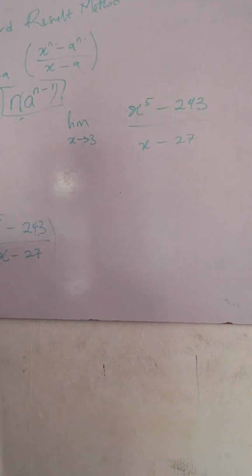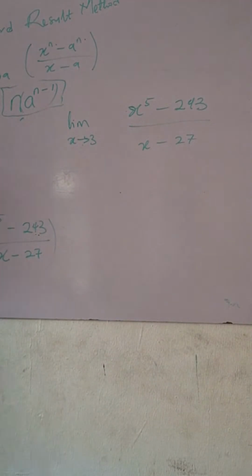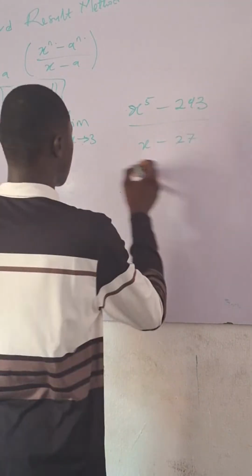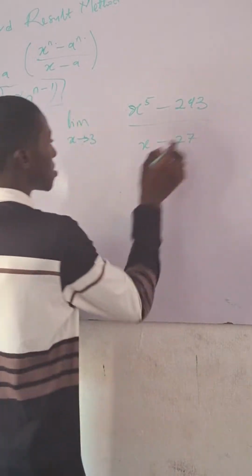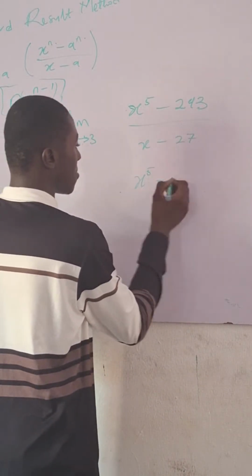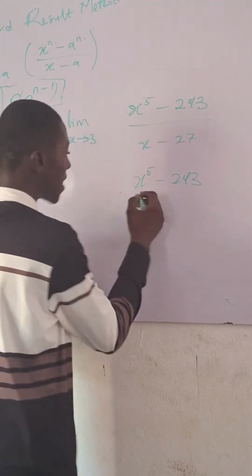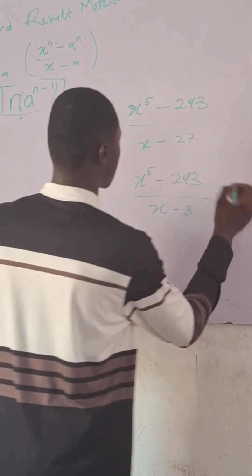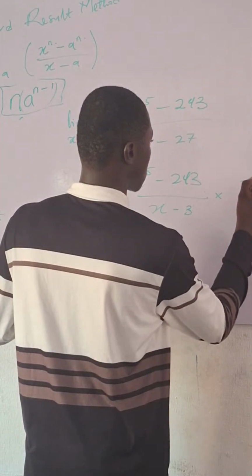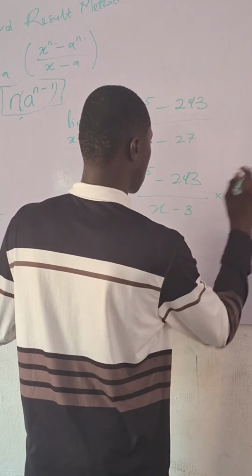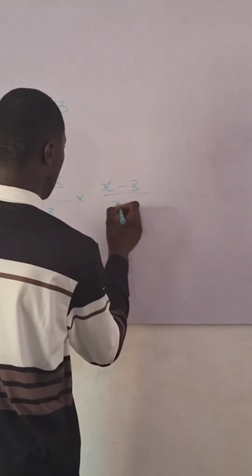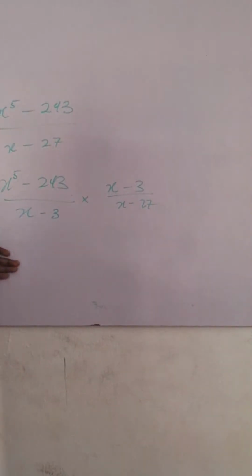Right? Should this have cube? Nope. Okay, let's go. So now, if I multiply, just the way we did that 8 over 64 stuff, x raised to power 5 minus 243. If I now divide this by x minus 3 times x minus 3 over x minus 27. I didn't change the question, right?